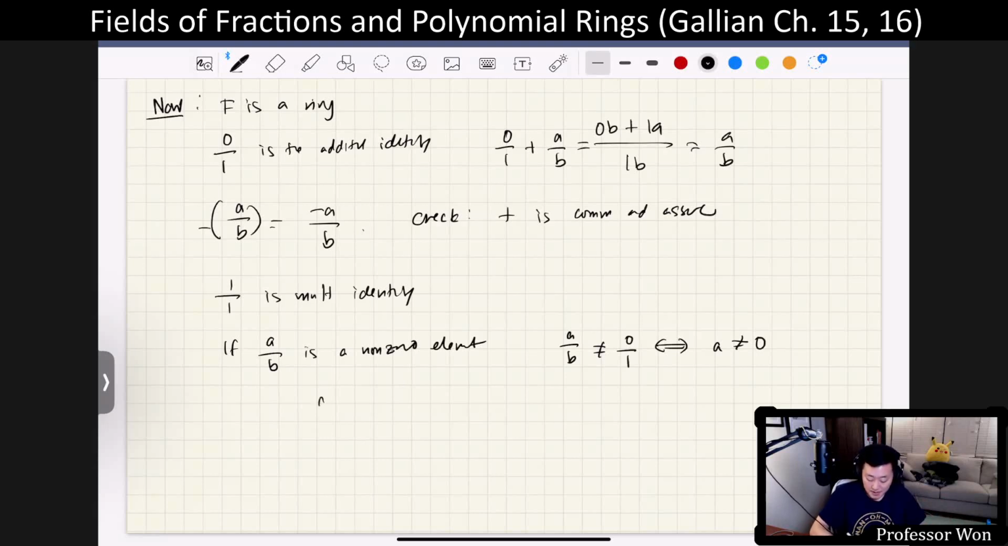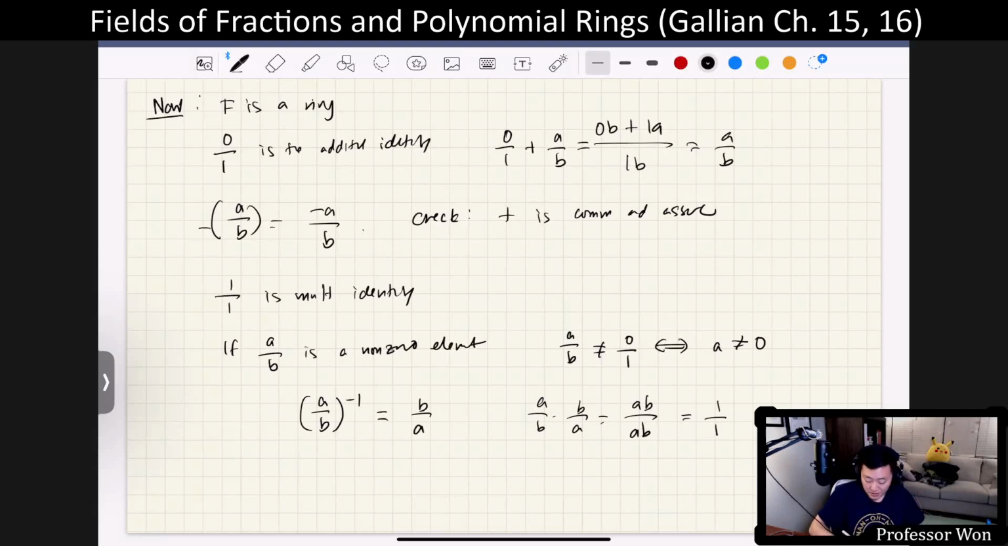But that means that if I take a non-zero element, I can define its inverse to be b over a. This fraction makes sense because if a over b is non-zero, it means that a is non-zero, therefore it's an allowable denominator. Right? And so it's quite easy to see that if you multiply a over b times b over a, you get ab over ab, which is equal to 1 over 1 in the equivalence relation, right? Because if you cross multiply, you get ab equals ab.